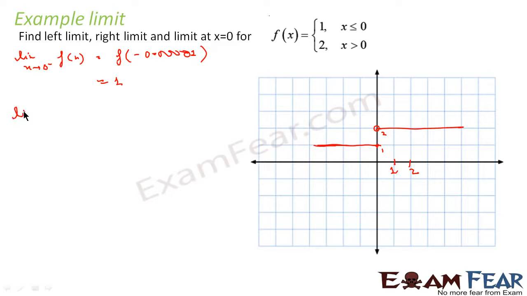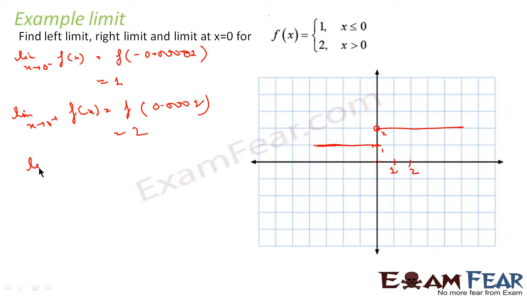Similarly, let's find the right hand limit. As x tends to 0 plus, f(x) is taken at any value that is near to 0 and greater than 0. Let's suppose I'll take 0.0001. So f of any number that is greater than 0, at this point, is 2. We can see for this point the value is 1, and for any number which is greater than 0, at this point the value is 2. This is equal to 2.